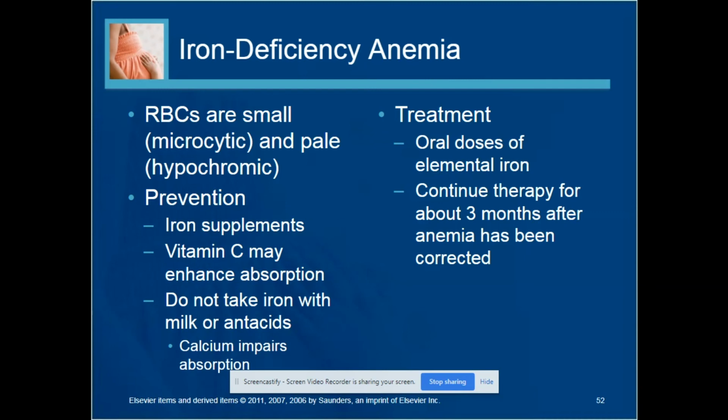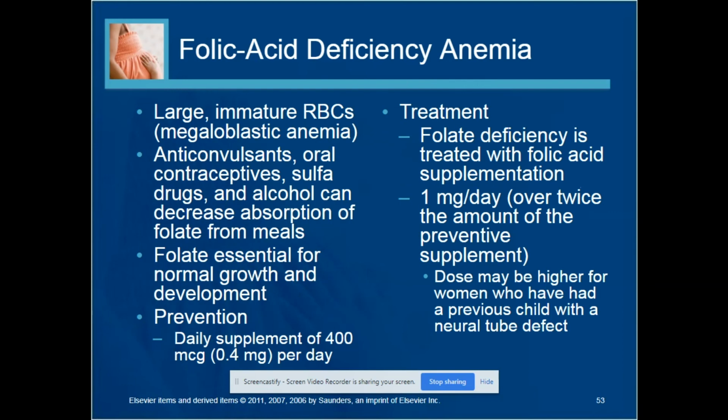Treatment includes oral doses of elemental iron, and they usually continue this therapy for about 3 months after the anemia has been corrected. They need to be taught dietary increases in iron also, because dietary iron is absorbed better than synthetic iron supplements. Folic acid deficiency anemia is when large red blood cells are immature and they can't do their job because of that.